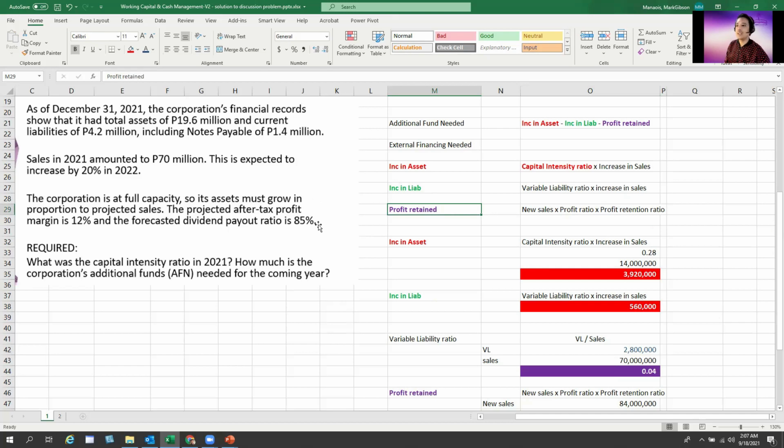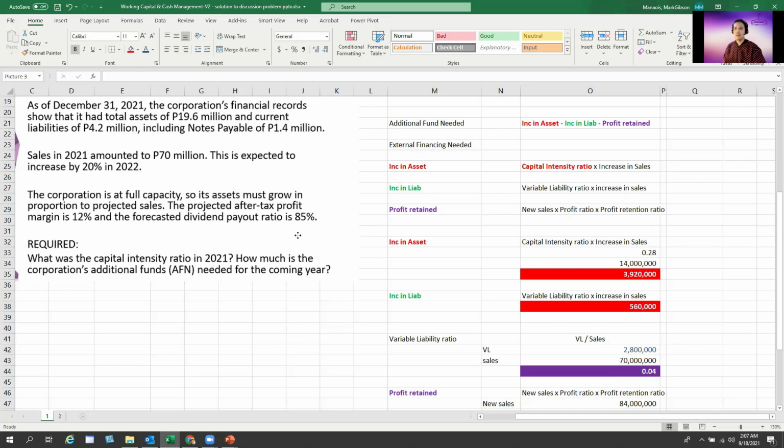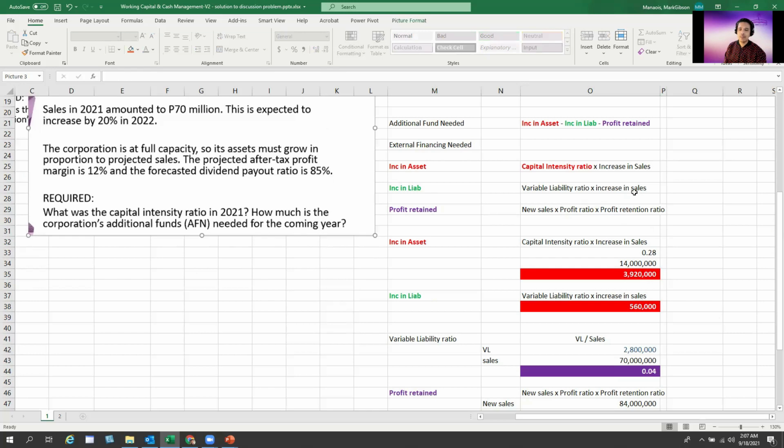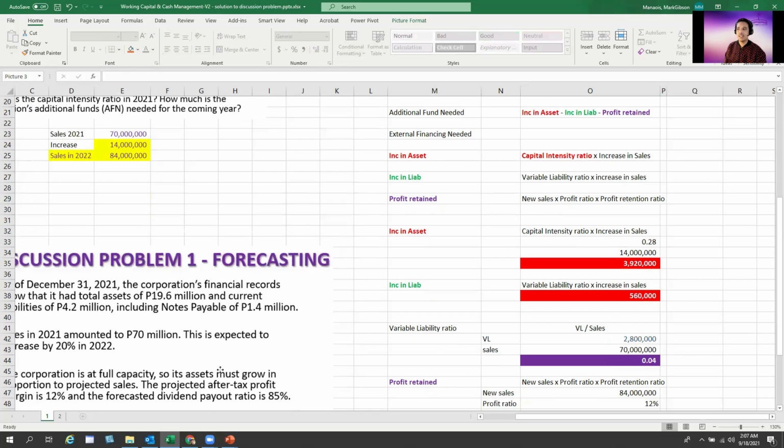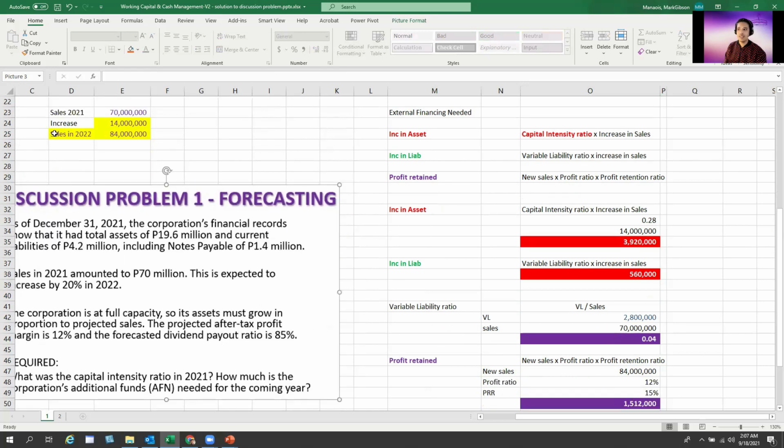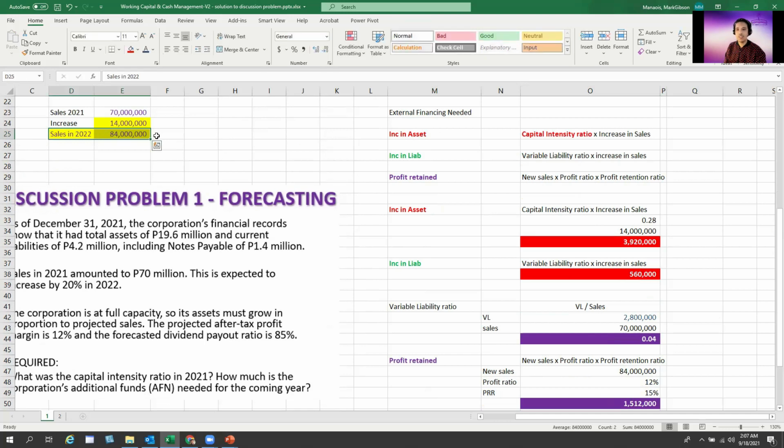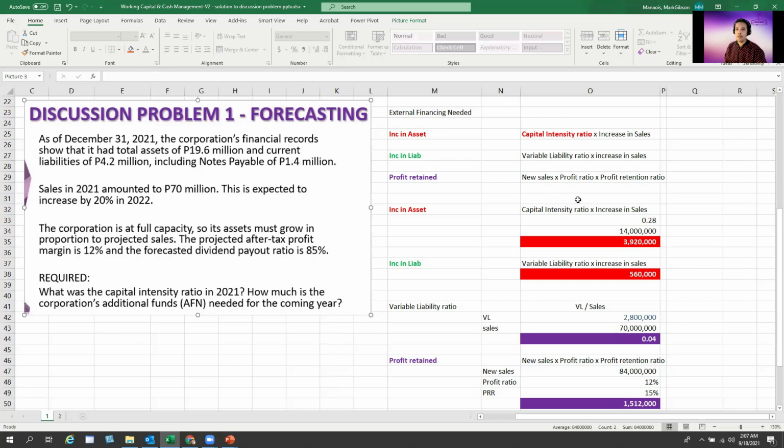O sige, balikan natin yung discussion natin kanina. Though dito sa tatlong elements naman na to, ang new sales is na-identify na natin. New sales is the sales in 2022 which is 84 million, di ba? Profit ratio is given. Profit ratio is 12%, no? The projected after-tax profit margin is 12%. That's your profit ratio. Now, paano nga ulit yung pag-compute ng profit retention ratio?